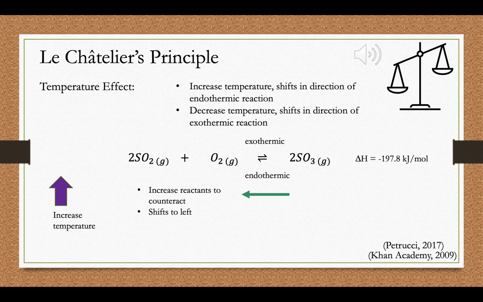Finally, we will look at the effect temperature has on the system. Each equilibrium reaction has an endothermic and exothermic reaction. The exothermic reaction is in the direction that produces heat, and the endothermic reaction is in the direction that consumes it. If temperature is increased, the system will counteract by shifting in the direction of the endothermic reaction to try and lower the temperature. If temperature is decreased, the system will counteract by shifting in the direction of the exothermic reaction to try and increase the temperature.